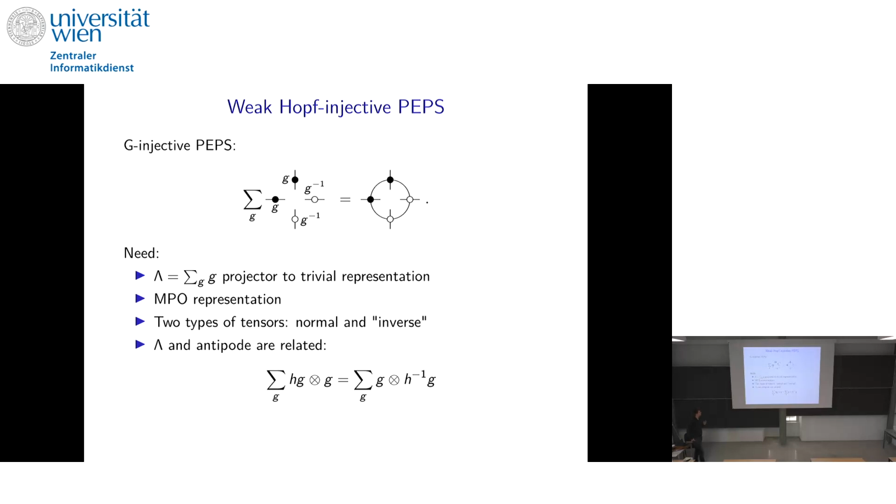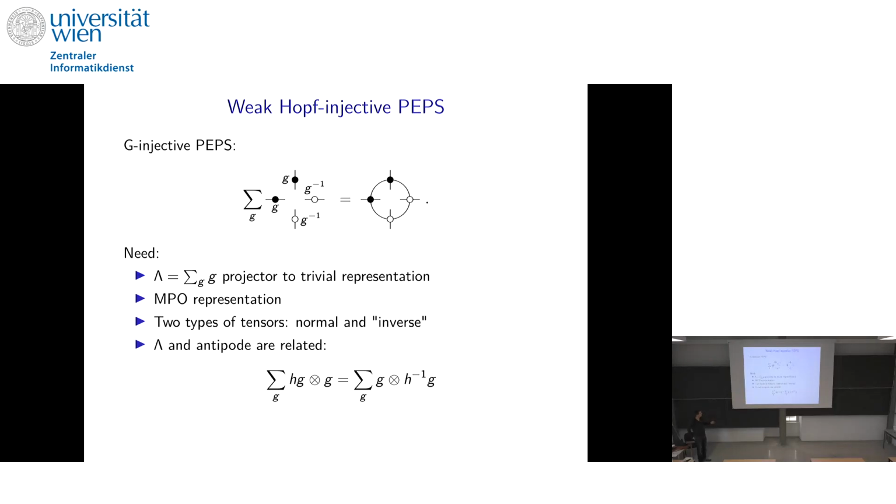So what I actually need is, first, I have this sum over G structure. It's actually nothing but the projector to the trivial representation. So I have this element, a very special element of my group algebra, that is a projector to the trivial representation. What I also need is an MPO representation of this thing. In Hopf algebras, I will have that.